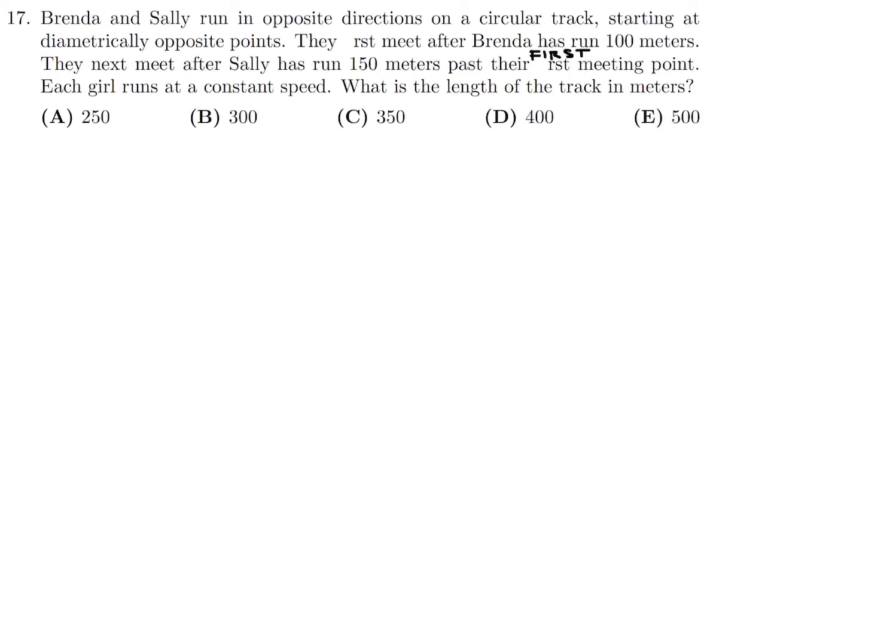Brenda and Sally run in opposite directions on a circular track starting at diametrically opposite points. They first meet after Brenda has run 100 meters. They next meet after Sally has run 150 meters past their first meeting point. Each girl runs at a constant speed. What is the length of the track in meters?